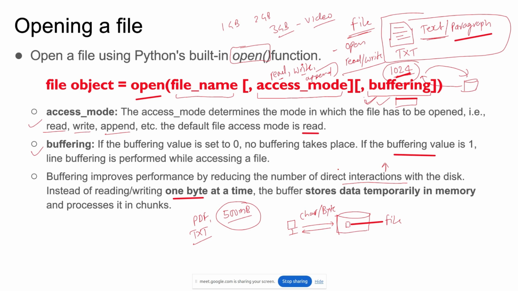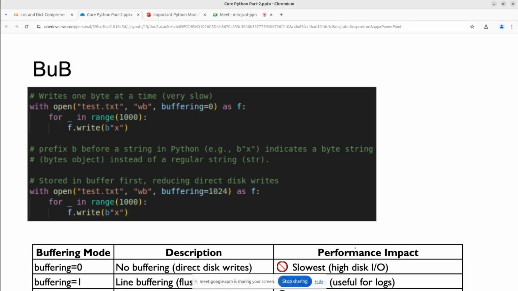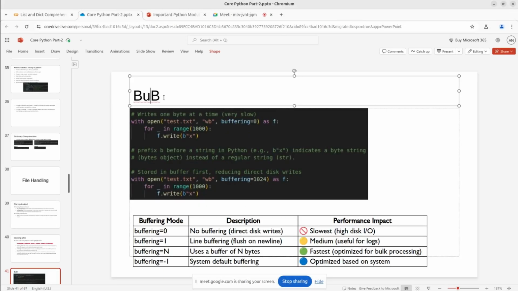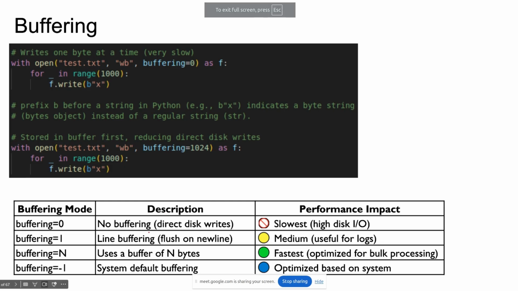Just understand the flow first, right? Sorry, I have written something wrong here. Basically this is an example of buffering, right?